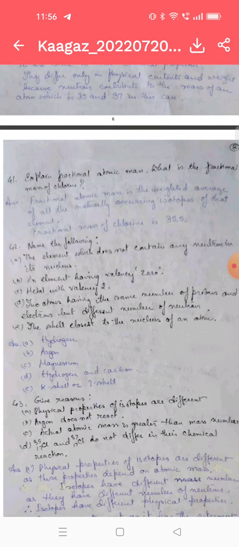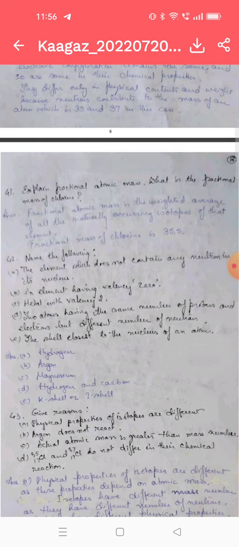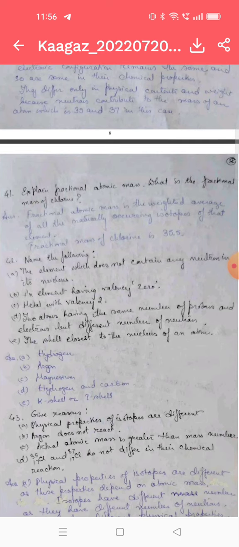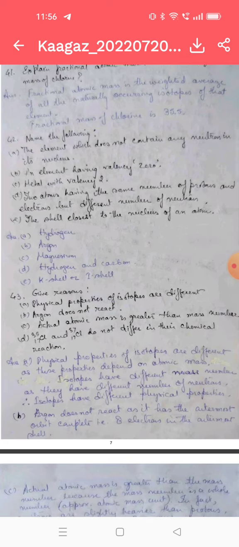Now the two atoms which have the same atomic number, same number of protons and electrons but different number of neutrons. Okay, so hydrogen and carbon, they have same number of protons and electrons but they're different neutrons. Now the shell which is closest to the nucleus of an atom, that is the K shell, or you can say the first shell, Roman number first shell.